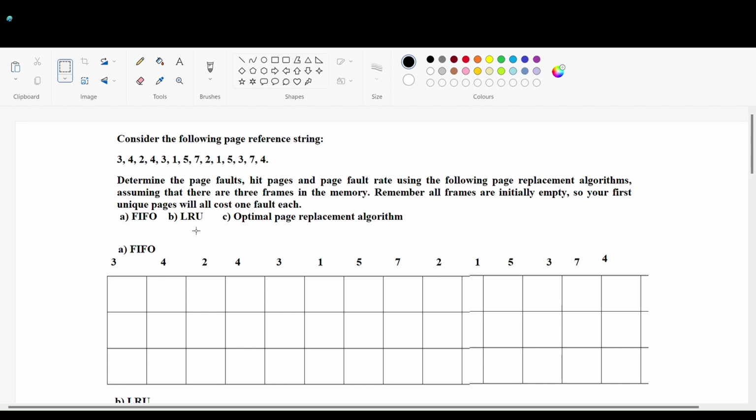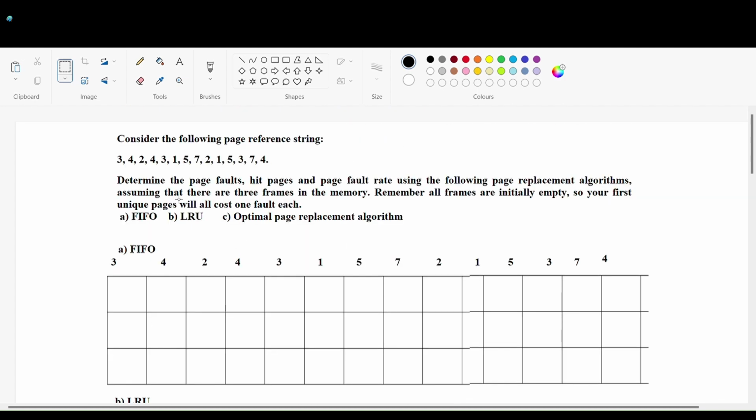So there are 3 algorithms: FIFO, LRU and optimal page replacement algorithm. FIFO means first in first out, right? And LRU means least recently used algorithm. In the optimal page replacement algorithm, we replace the page that will not be used for the longest period of time in the future, right. Clear? Now solve this question.